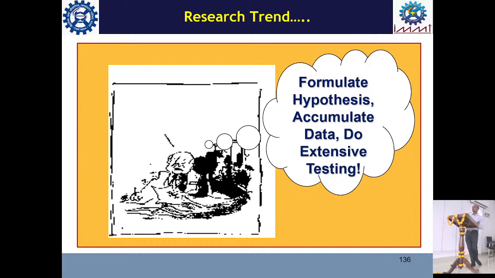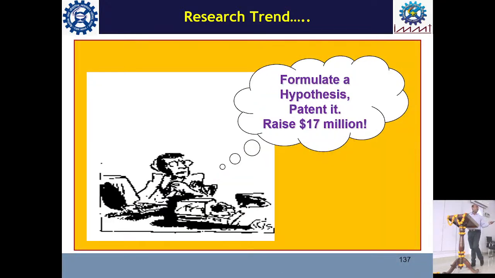Then what is the new thing? The new thing is this. Formulate a hypothesis, patent it, raise some million. 17 is some number I wrote, any number. This is exactly what is done by the foreign-based countries. And they have become superpowers.